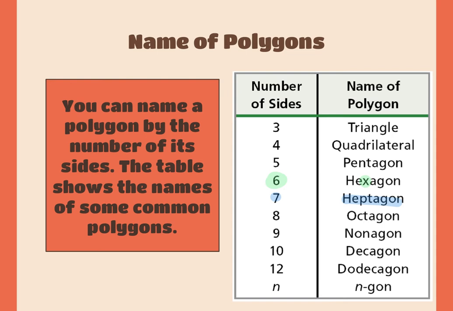9 is nonagon. It kind of starts with spelling N-I-N instead of N-O-N, nonagon. 10 is a decagon. 12 is a dodecagon. There's no special name for 11, and any other number of sides would just be the number plus gon. So 11 would actually be an 11-gon, 13-gon, and so on and so forth. It's important that you know these because sometimes it will say find the number of sides that a named polygon has, and you'd have to know by recall what the number of sides is.